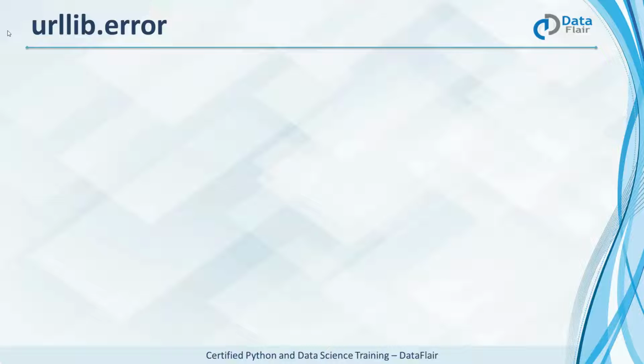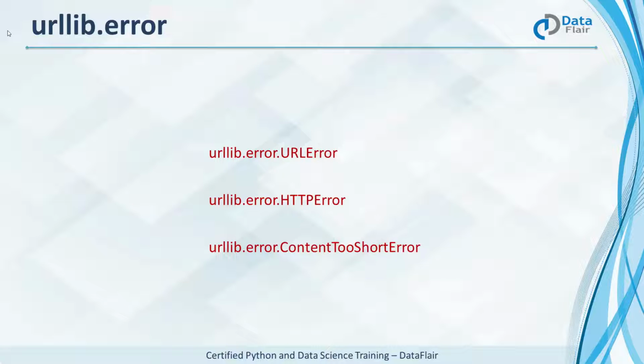The error module raises these exceptions. URL error for when the handlers run into a problem. This is a subclass of OS error. HTTP error is an exception and can also serve to be a non-exceptional file-like return value. And content too short error happens when the URL retrieve function detects that less data has been downloaded than expected.